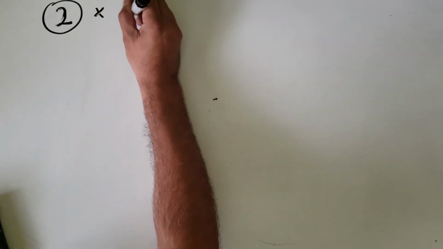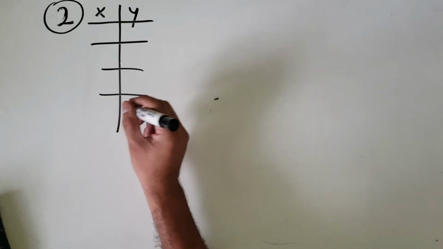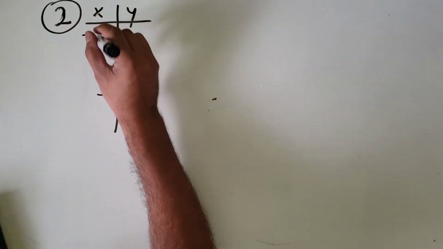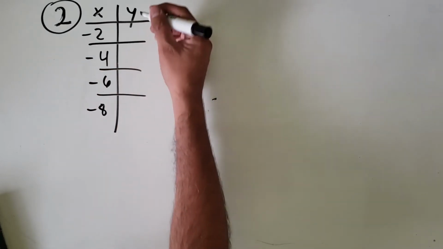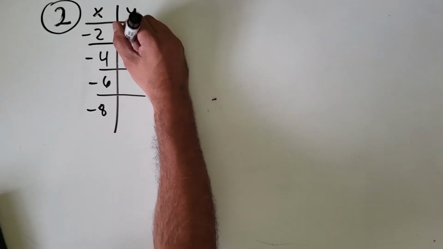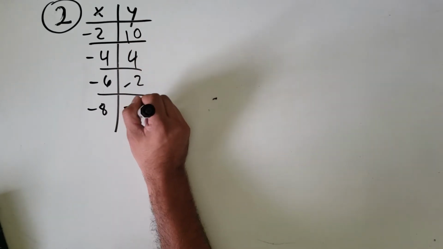Okay, so we have an x and y table, and I'm going to shorten it because it's kind of long. I'm not going to use all of it. -2, -4, -6, -8. I'll just use those 4 because it has 2 more. I don't want to use those. So 10, 4, -2, and -8.